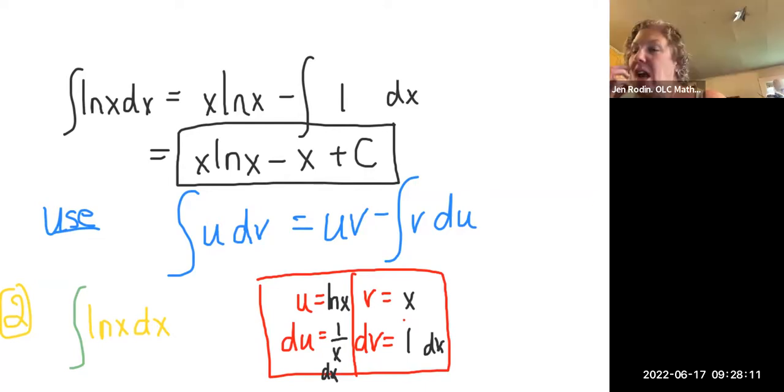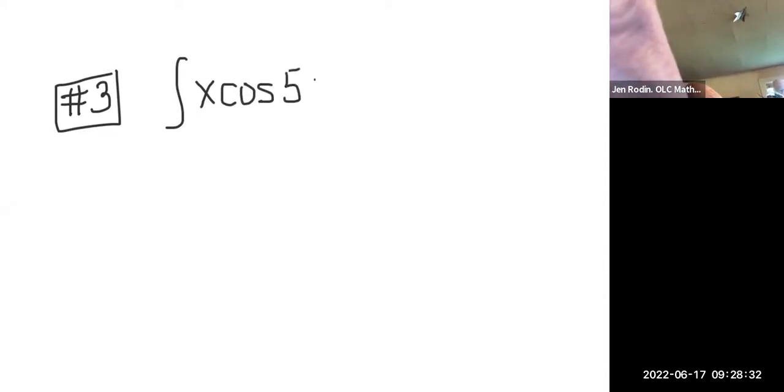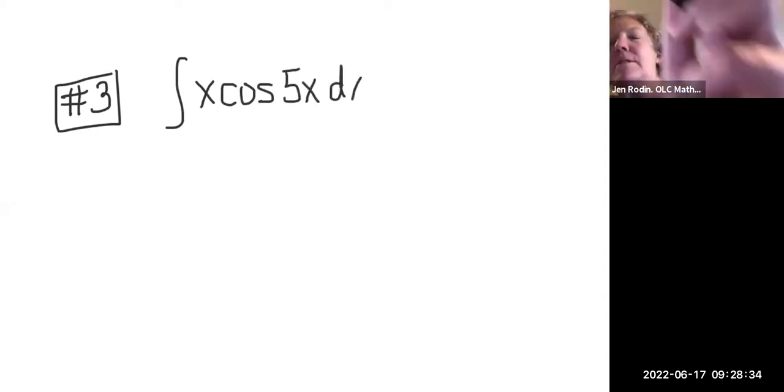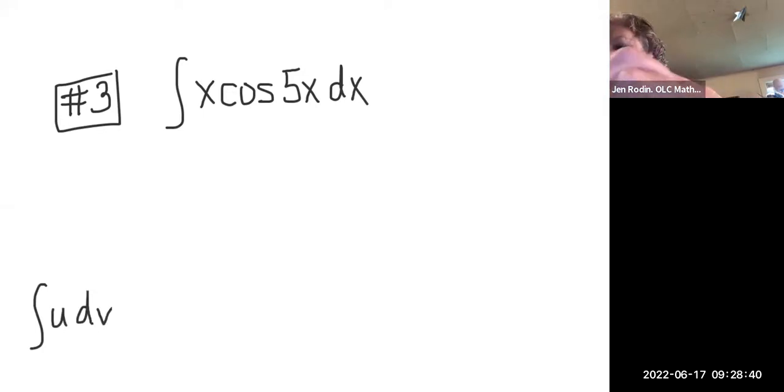It is. Okay, now before I do the third example, because that's a 2-stage one, the third example from the book, I'm gonna do number 3 from the textbook. Well, we are together. So we're gonna find x cosine 5x dx, the indefinite integral of that. So remember, here's our formula.